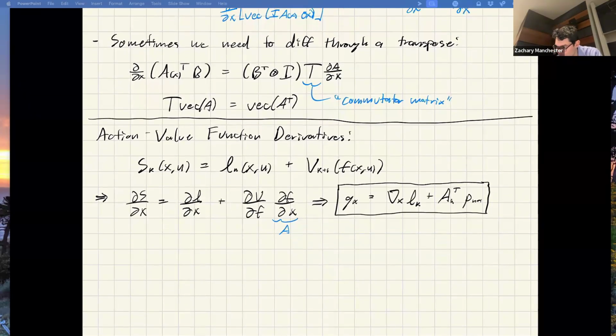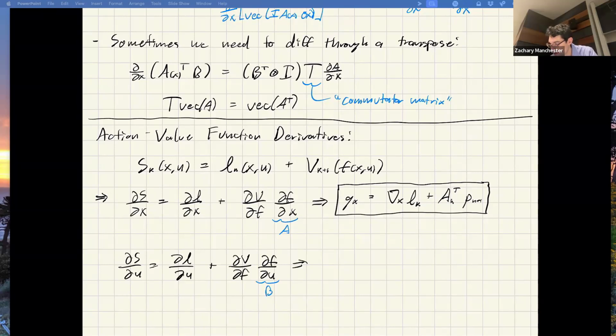Okay, then I can do the same thing for the u's. So it's dS du. It's partial L partial u plus partial V partial f times df du. And this is the B matrix, obviously. Everything else should be kind of obvious. So this is little g sub u, and it's the gradient with respect to u of L plus B_k transpose p_k plus 1.